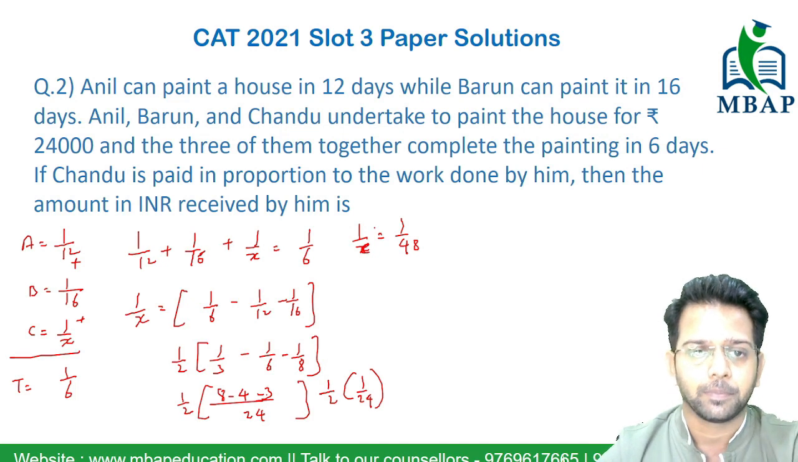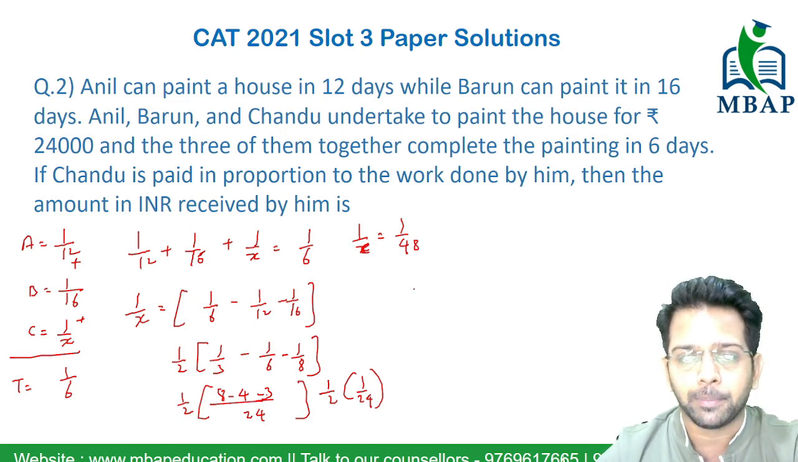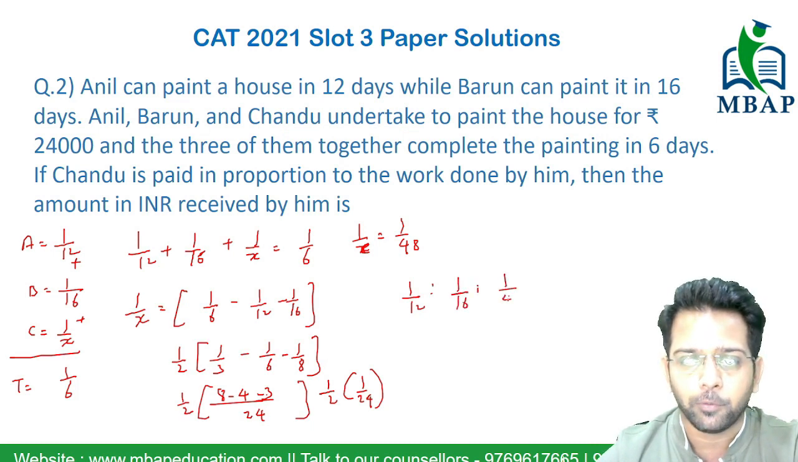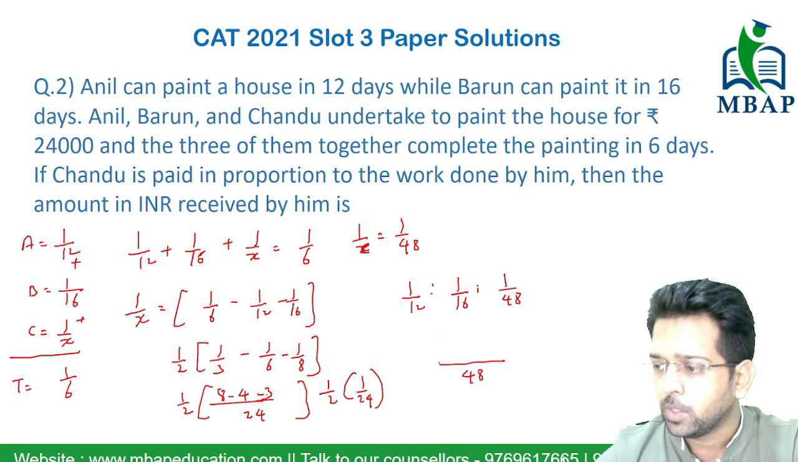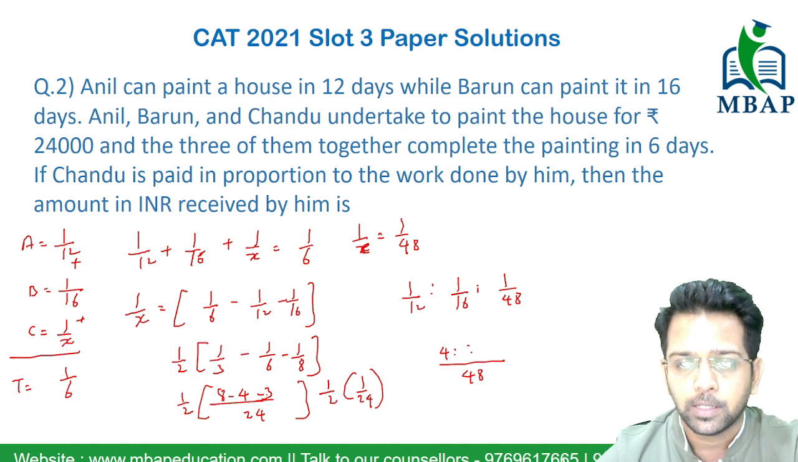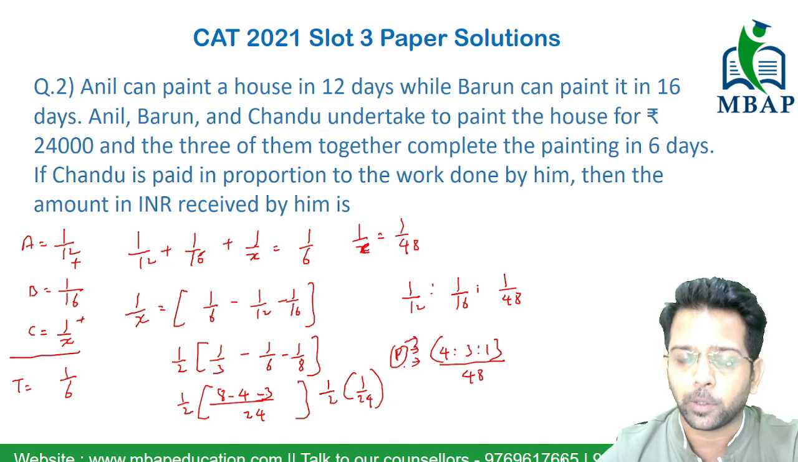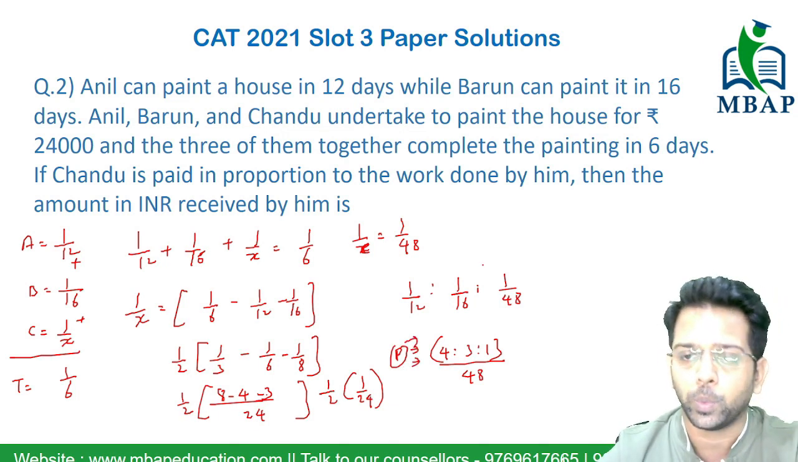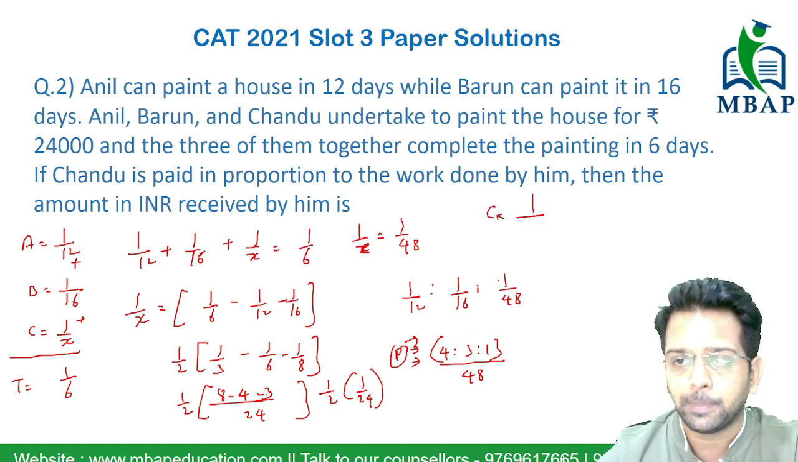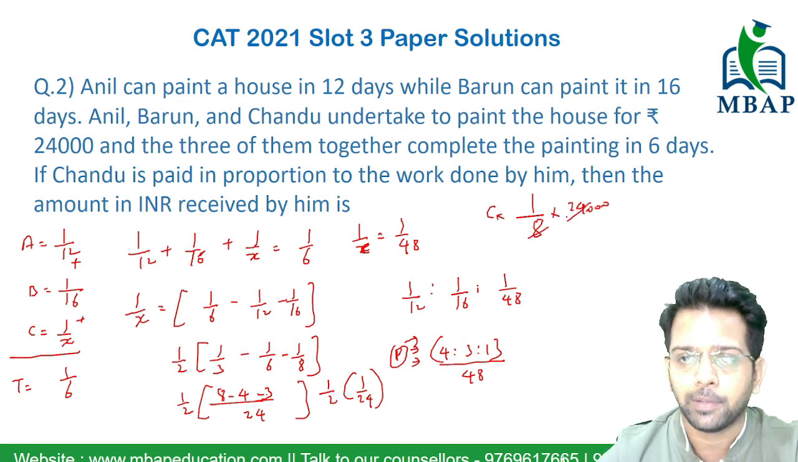So X is 48, or let's say the proportion of work will be how much? This is 1 by C, right? So the proportion of work done each day will be 1 upon 12 by A versus 1 by 16 by B versus 1 by 48 by C. So now take the LCM. The LCM will certainly be 48. You have 12 4s as 48, 16 3s as 48, and this is 1. So the money will also be distributed across A, B and C in the ratio of 4:3:1. The amount received by C will be 1 upon 4 plus 3 plus 1, which is 1/8 of the amount of 24,000. And this value will come out to be 3,000 as the final answer.